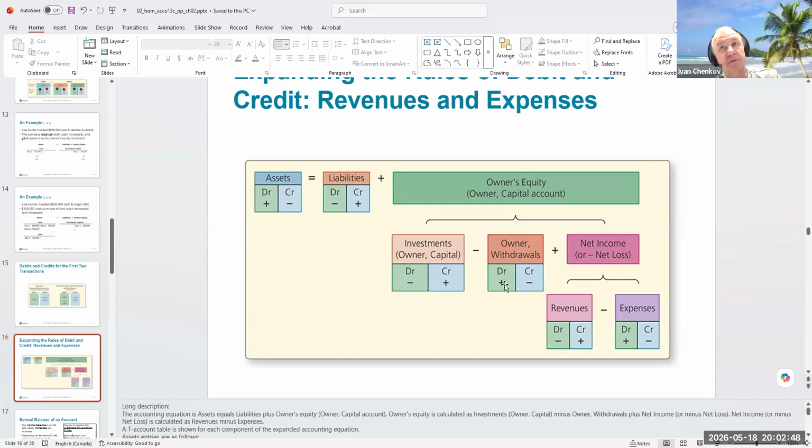Now, the owner's withdrawal account is a special account which is related to the owner's capital. What that means is every time when we put something on the debit, it's going to increase the withdrawal, but it's going to decrease the owner's capital. For the net income accounts, what you have to understand is the revenue always increasing the capital on the credit side, and expenses always decreasing the capital on the debit side.